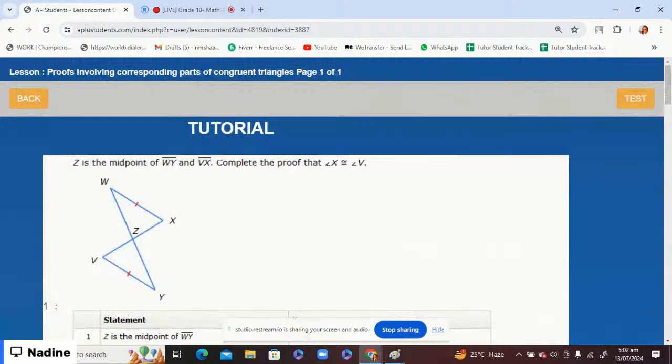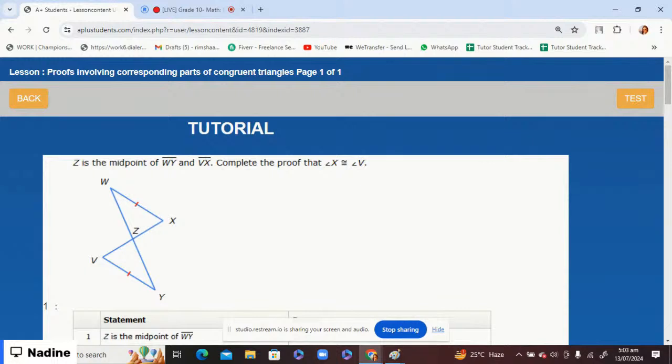So here is the question. In the first question, they are saying that Z is the midpoint of WY and XV. Complete the proof that angle X is congruent to angle V. So look here. What is the meaning of midpoint? Midpoint means the middle point which cuts these two lines, which cuts WY and which cuts VX.